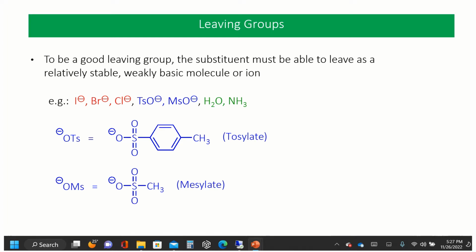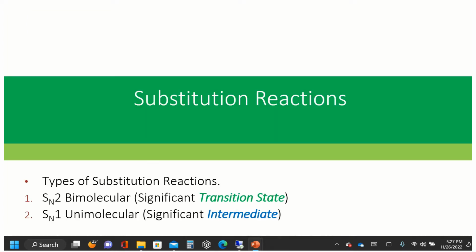So let's talk about substitution reactions. There are two types. There is an SN2 reaction, which is bimolecular, and with this reaction, we pass through a significant transition state. On the other hand, with the unimolecular, we pass through at least one significant intermediate. This is the SN1 reaction.